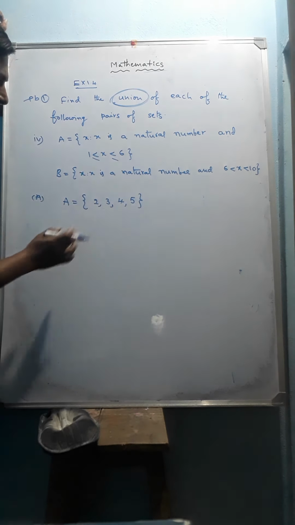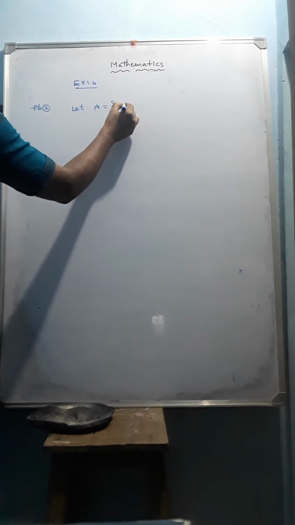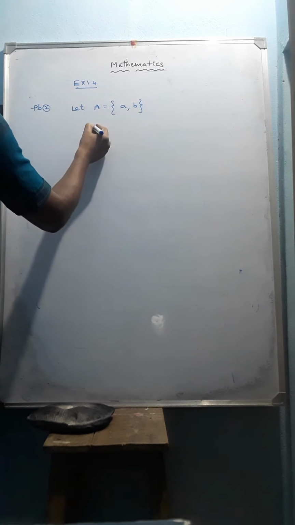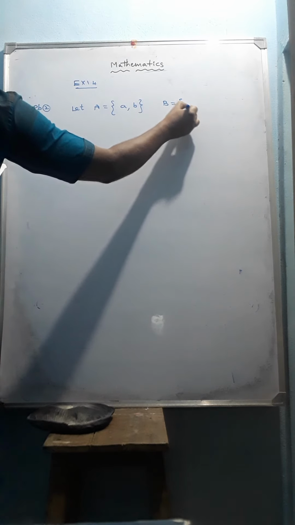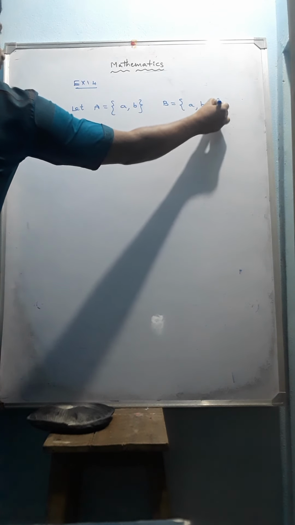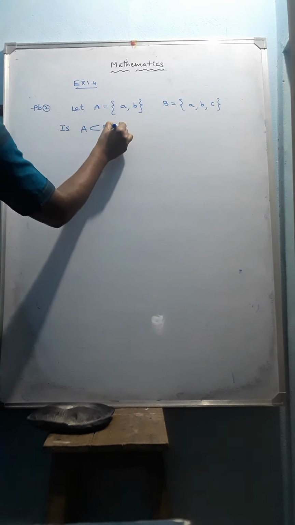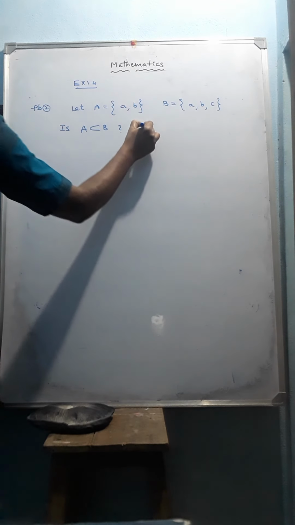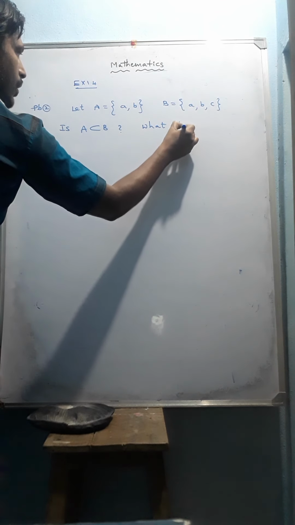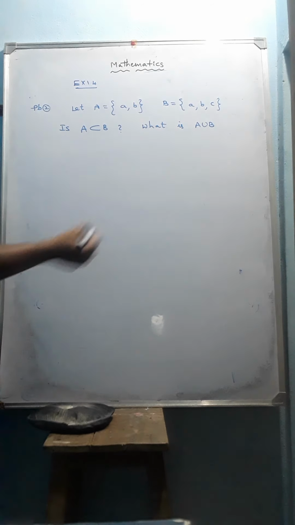So the second Roman means problem number 2. Let capital A be equal to the set {a, b}. Capital B is equal to the set {a, b, c}. Is A a subset of B? And what is A union B? That is the problem. Okay, so the answer. This is important for 1 mark.